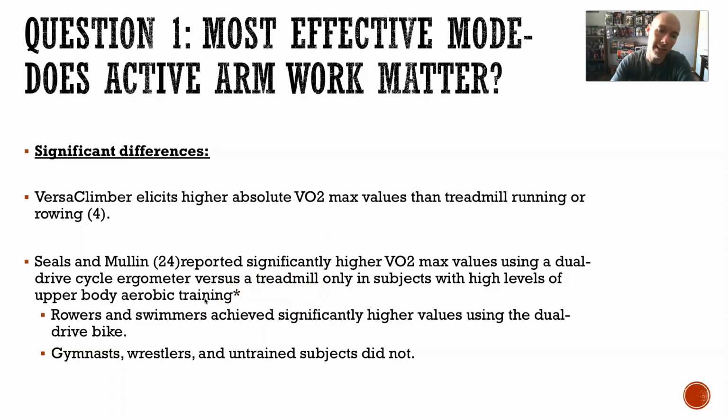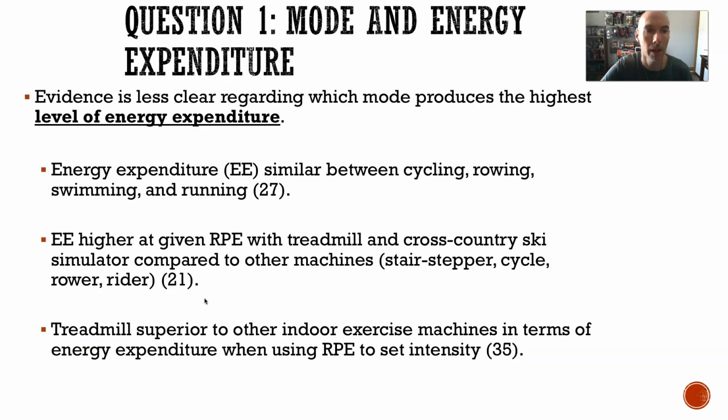Okay, so what that is saying is if somebody is not trained in their upper body, the upper body is not going to contribute much to finding these higher VO2 max values. However, some athletes who are upper body trained, such as swimmers, because they use their upper body in an active fashion when they swim, would actually achieve these higher VO2 max values. So that was all studies looking at VO2 max values.